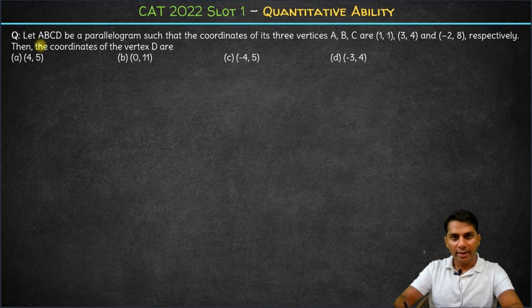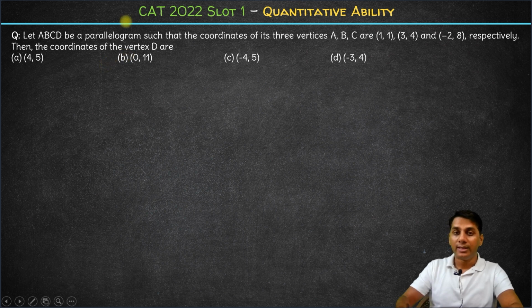Hi, here we have: let ABCD be a parallelogram such that the coordinates of its three vertices A, B, C are this and this respectively. Then the coordinates of the vertex D are what?